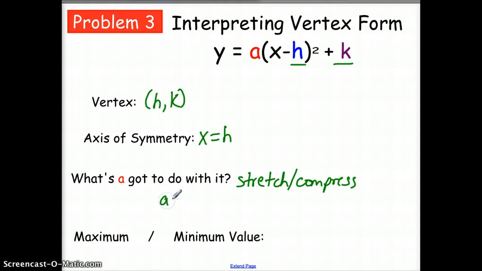And remember, if the a is less than 0, like a -a, then we're going to have a graph that is reflected down like that. And if a is greater than 0, we're going to have just a smile, a regular smile, not a frown.